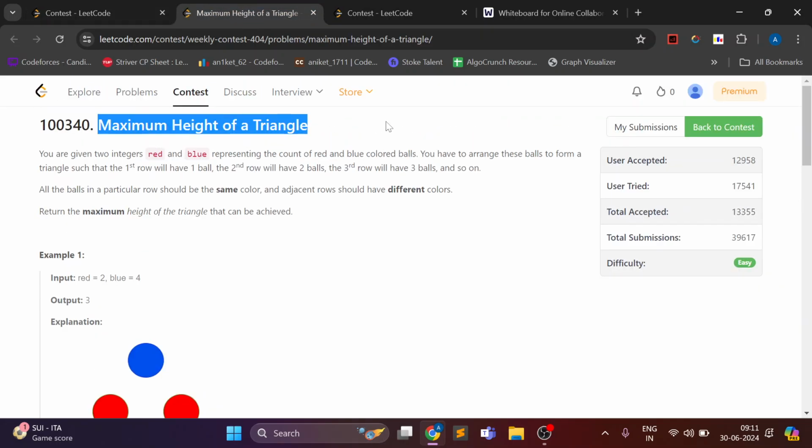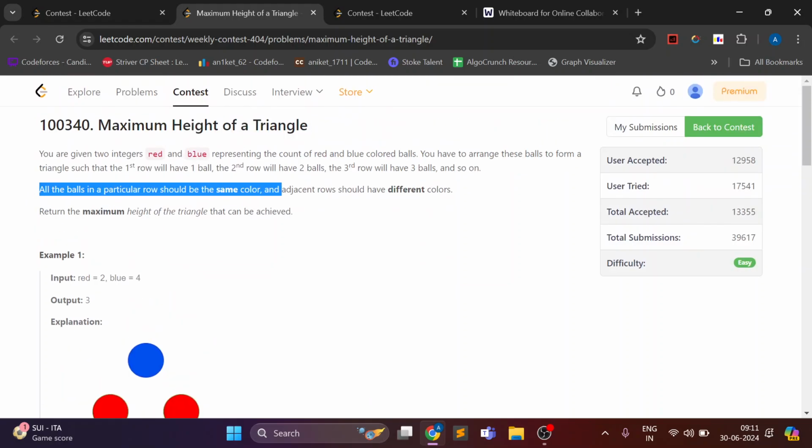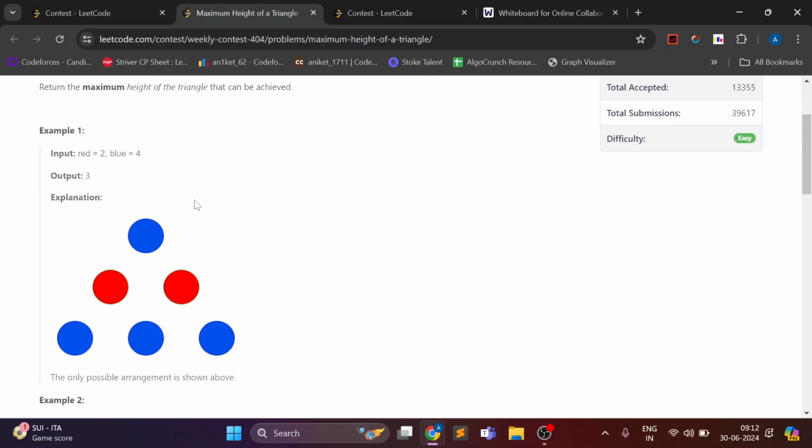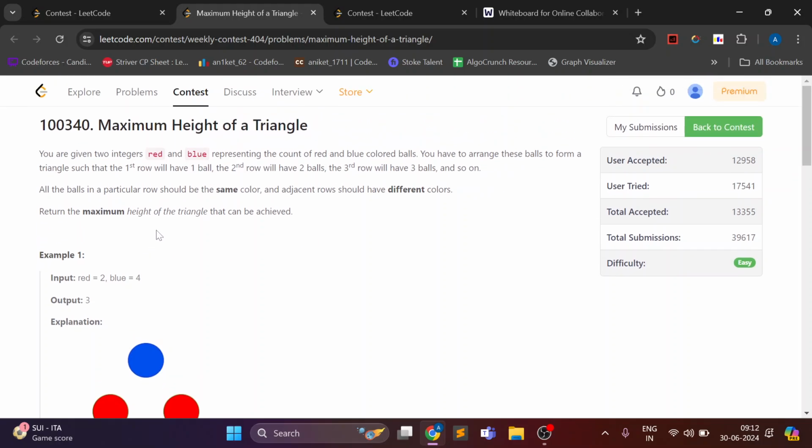In the first question, we are given two integers, red and blue, which represent the count of red and blue balls. We have to arrange these balls to form a triangle such that the first row will have one ball, the second row will have two balls, and so on. All the balls in a row should be the same color, but adjacent rows should be different. Means the first row will have blue, the second row red, the third row blue. So this alternate type of sequence should be there. And we have to return the maximum height of the triangle which can be formed.